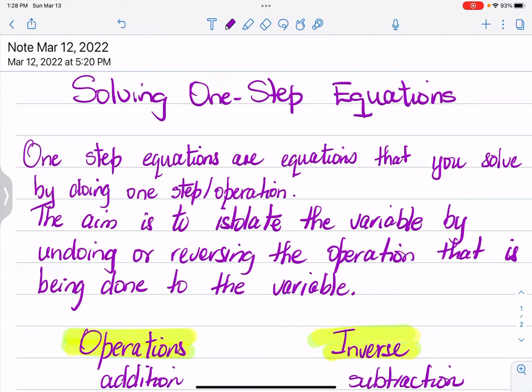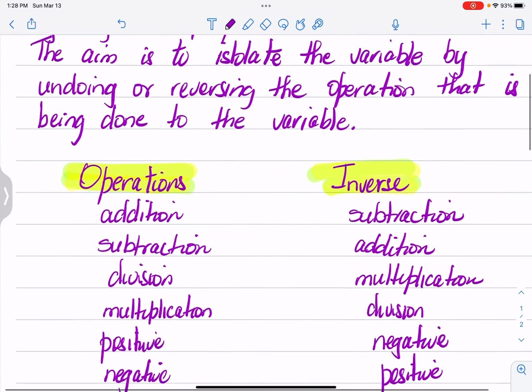This is 5-Minute Math. Today we're going to be solving one-step equations. One-step equations are equations that you solve by doing one step or one operation. The aim is to isolate the variable by undoing or reversing the operation that's being done to the variable.